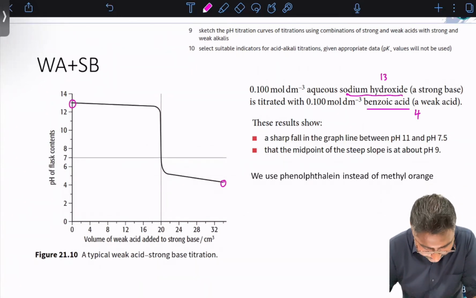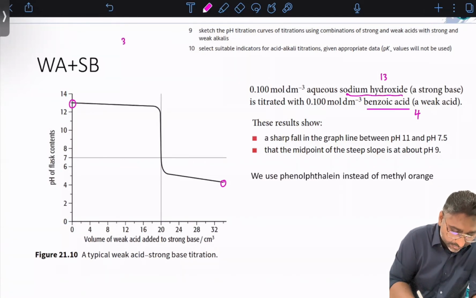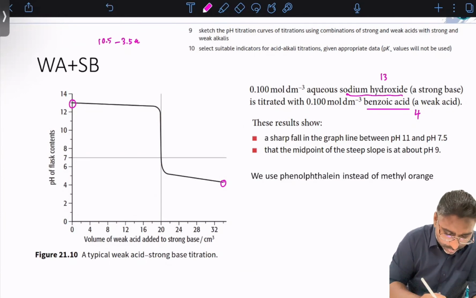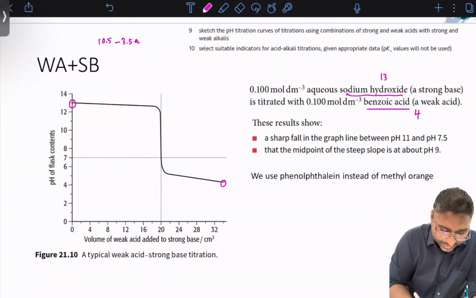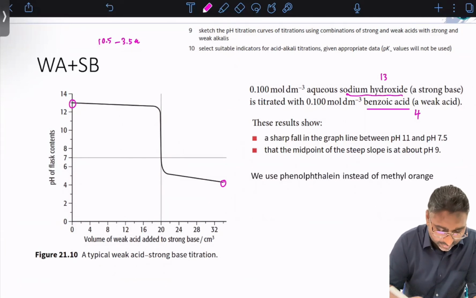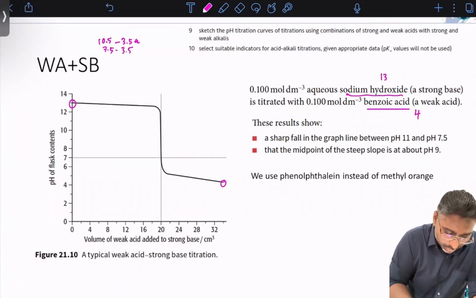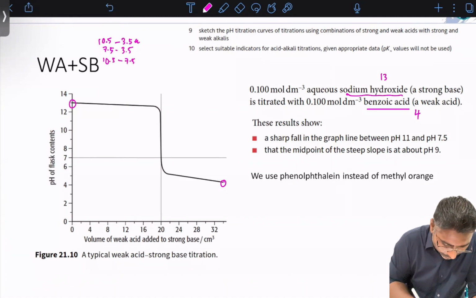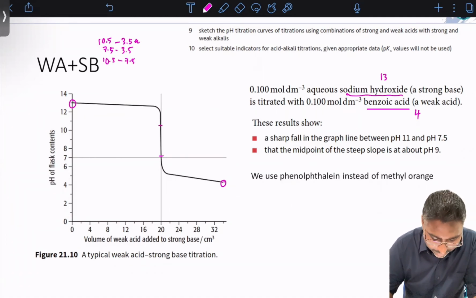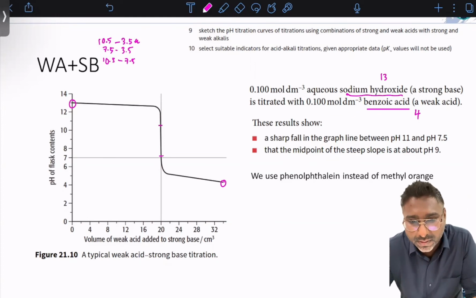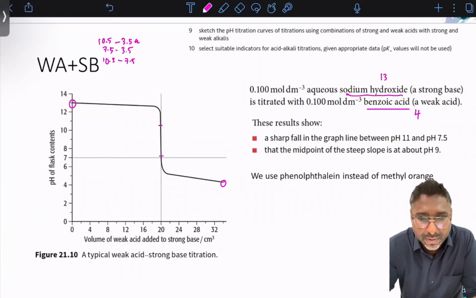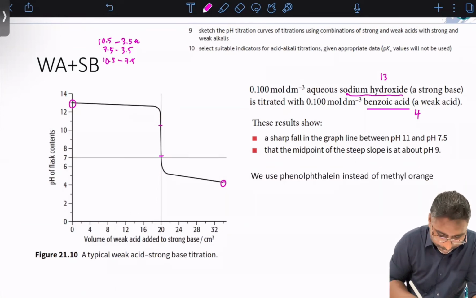Normally, for strong acid, strong base, it is 10.5 to 3.5. Just now, if you are using strong acid, weak base, then it's going to be 7.5 to 3.5. But now, it should be from 10.5 to 7.5, somewhere here. This is going to be the sharp fall. When you have this sharp fall, do remember the midpoint of the sharp fall is somewhere here, which is 9.